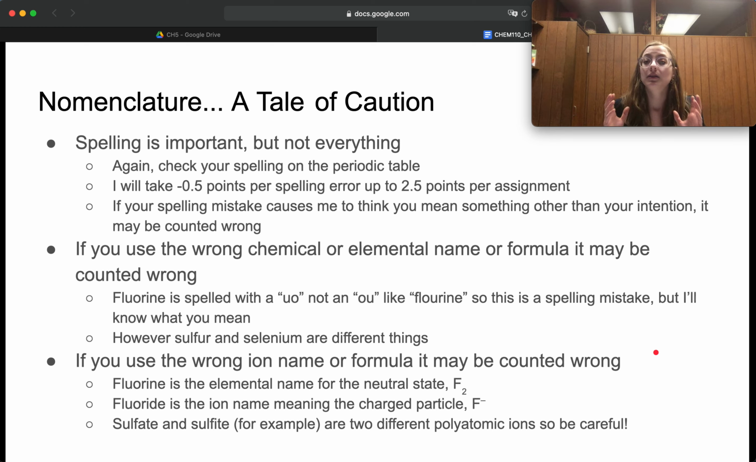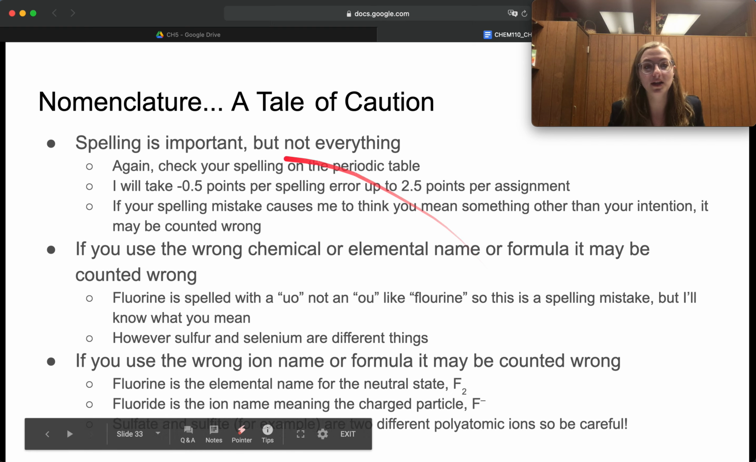So nomenclature is important because it allows us to communicate to each other. We get information from the names of our chemical molecules. However, you need to be cautious about how you're naming them, but spelling isn't going to kill your grade by any means, okay? So be cautious about what you're moving through and what you're doing. You have to be cautious that you say what you mean. However, I understand if you flip a letter or two along the way, okay?